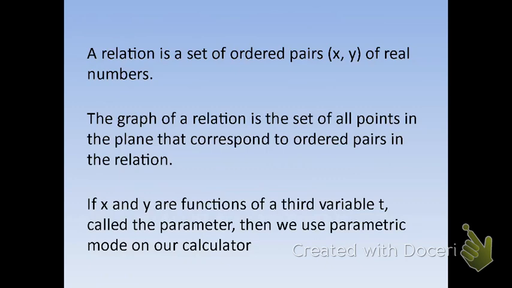Okay, a relation is a set of ordered pairs x, y of real numbers. The graph for the relation is the set of all points in the plane that correspond to ordered pairs in the relation, and if x and y are functions in the third variable t, called a parameter, we use the parameter mode on our calculator. So remember, we can do that by switching modes. You hit mode and then you just go down and then switch it to parametric.